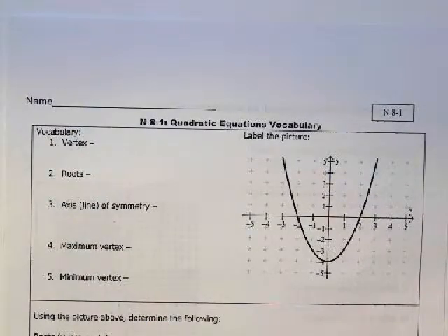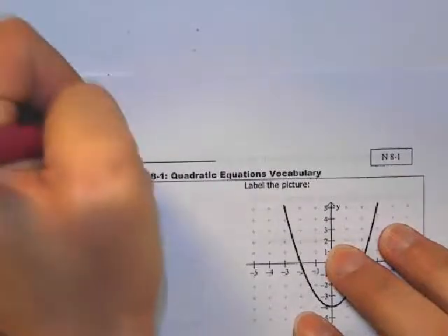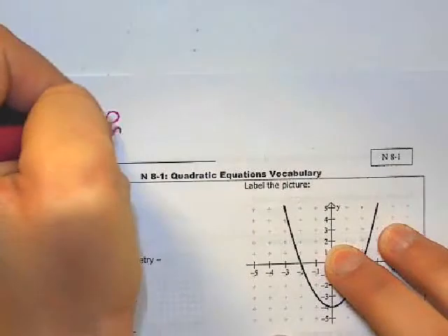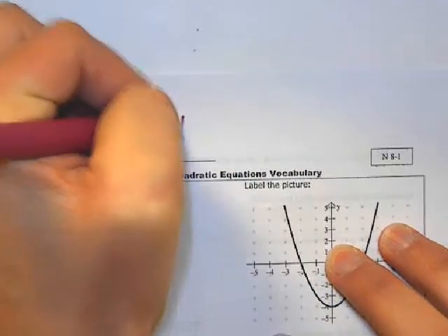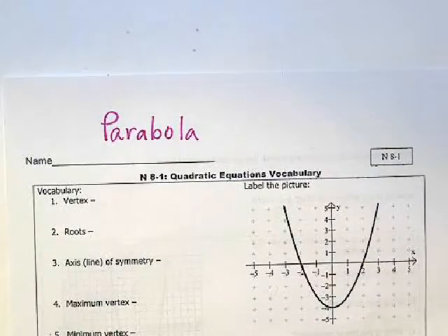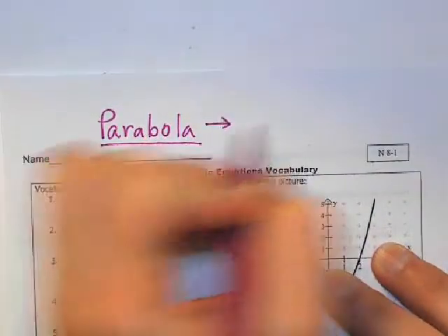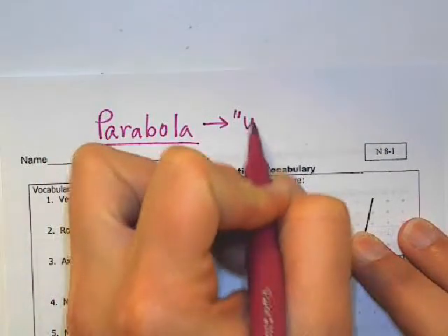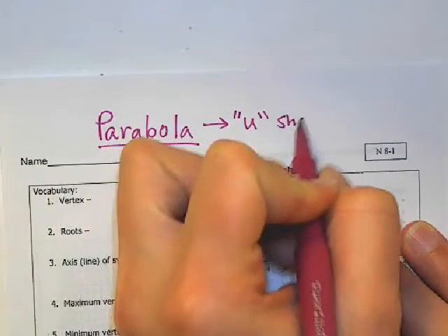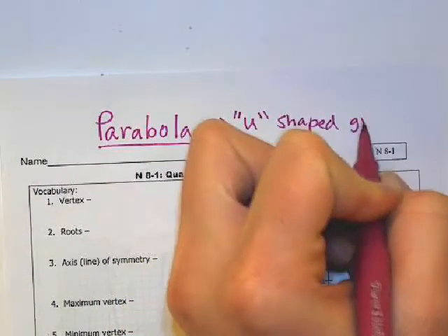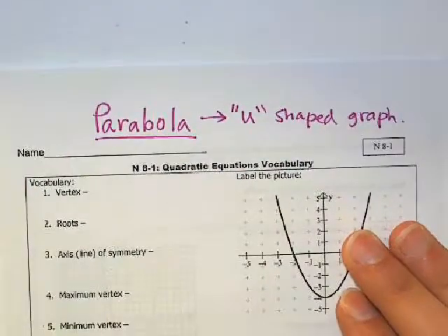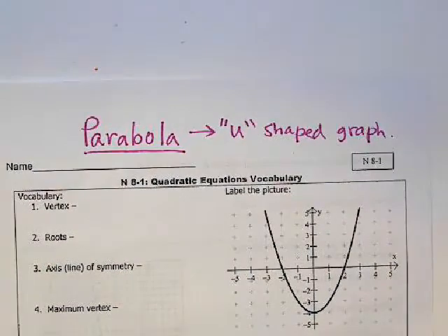So there's a fancy word for U-shaped graph. Does anybody know what that fancy word is? Besides quadratic. Starts with a P. It's called parabola. Okay, parabola. Parabola is just that U-shaped graph. I'm sure it has some fancy definition, but for you guys, parabola just means that U-shaped graph.